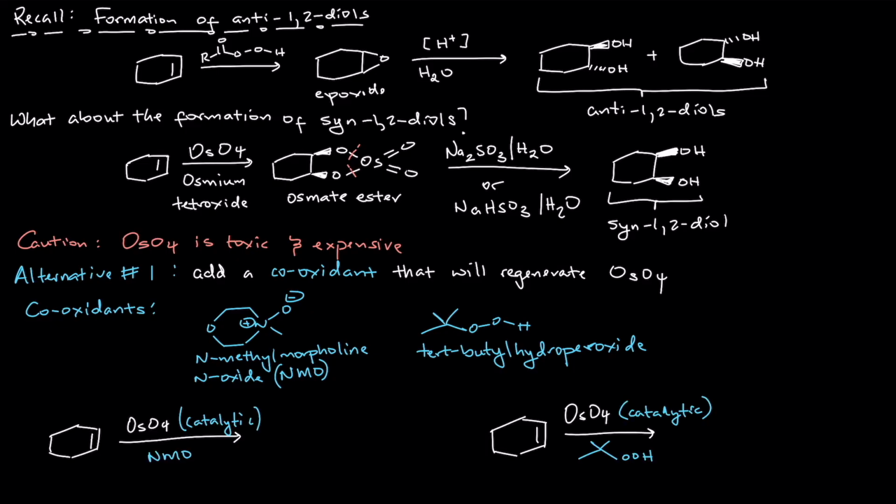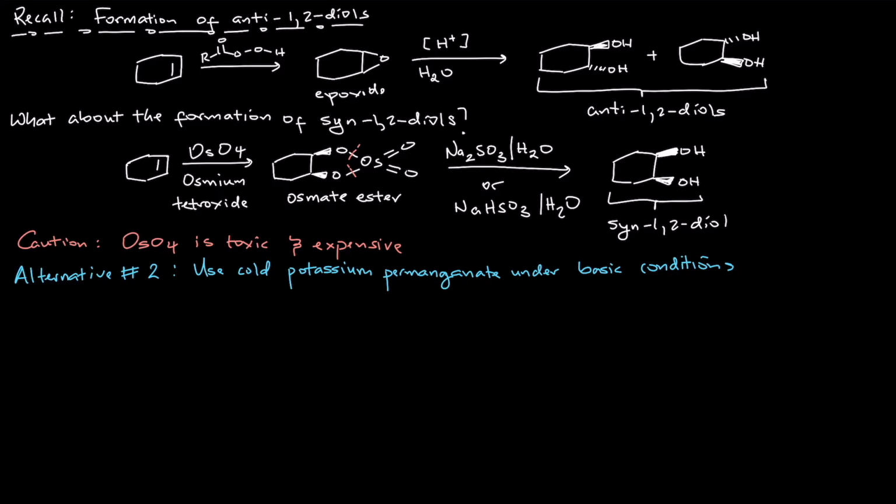So now you can take your osmium tetroxide and instead of using a stoichiometric amount, in other words, a 1-to-1 mole ratio of your osmium tetroxide, you can use a catalytic amount, which means you're using only a very small percentage of it, but it will keep getting regenerated by your co-oxidants, whether either NMO or your tert-butyl hydroperoxide. And in this case, you're still going to get the syn-1,2 diol. Okay? So that's alternative number one.